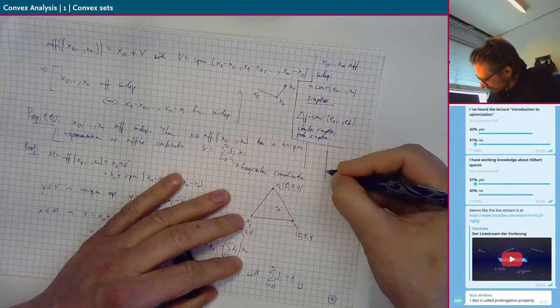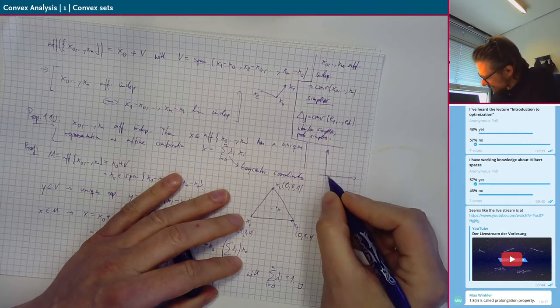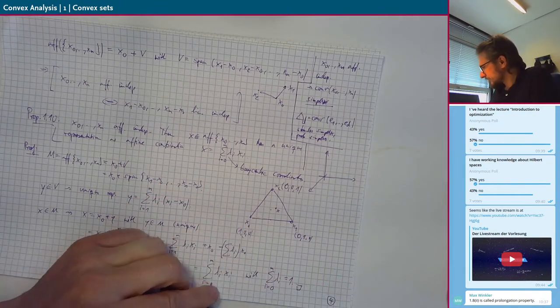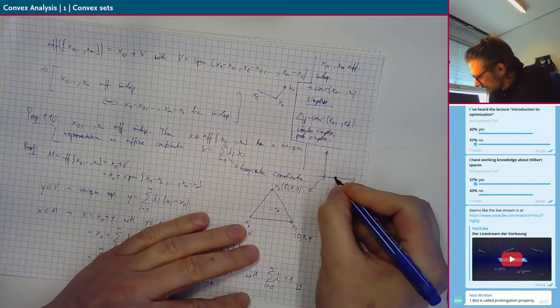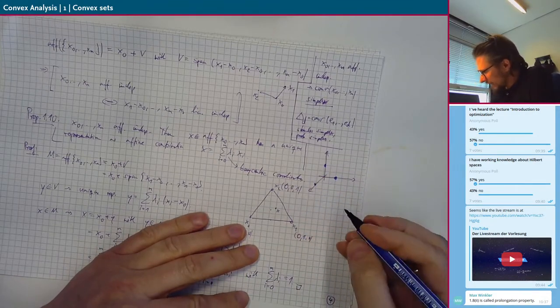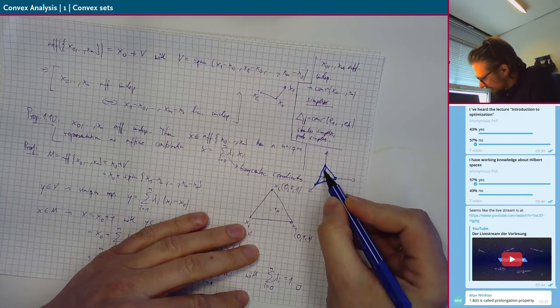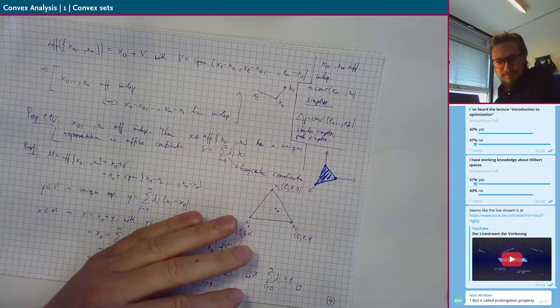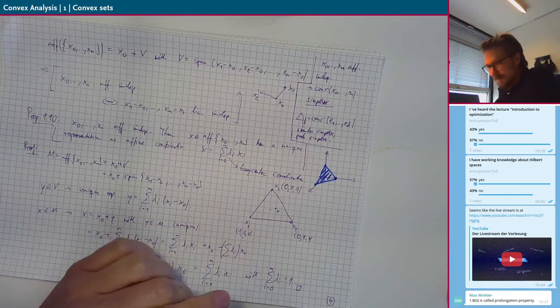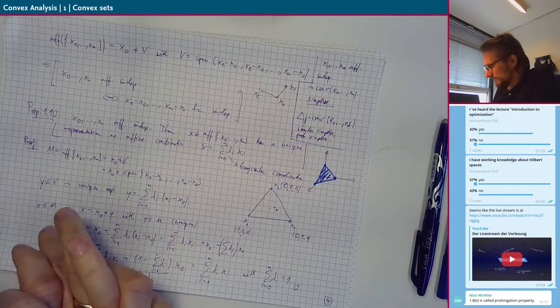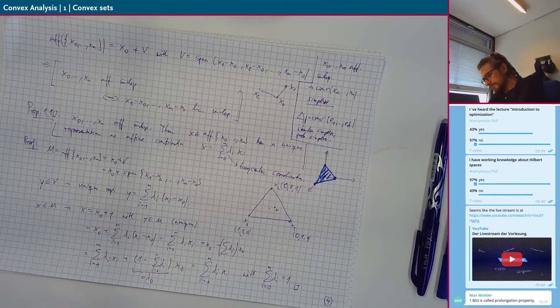If we have the three space dimensions here, 1, 2, 3, we have the unit vectors, maybe here, here, and here. And so the convex hull is this, the boundary of the convex hull, and this here. That's the standard simplex. And that's an important case of convex sets.